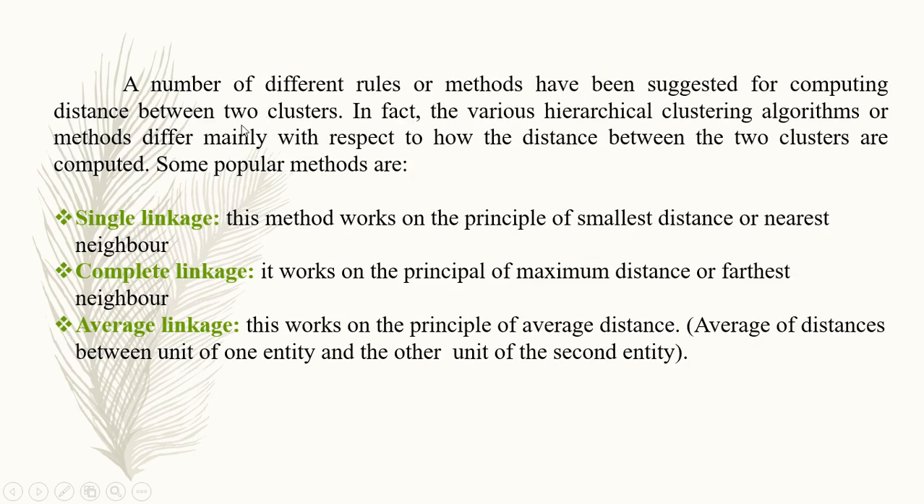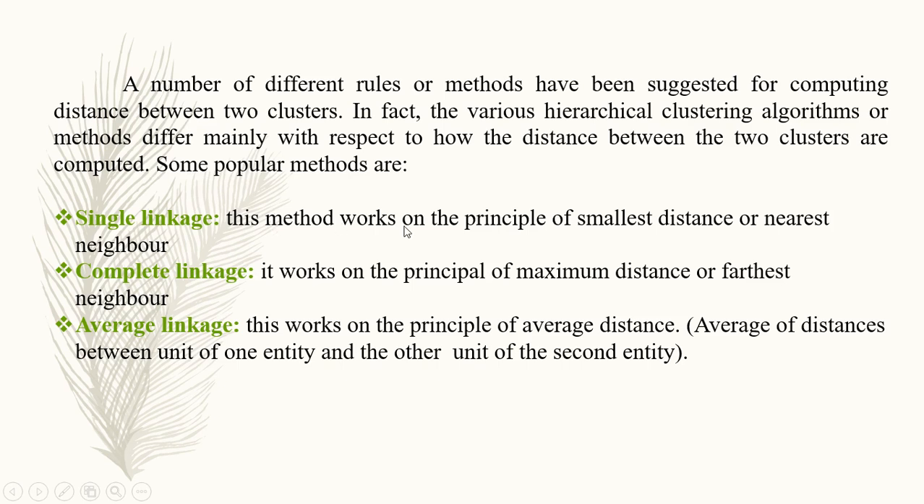Next, a number of different rules or methods have been suggested for computing distance between two clusters. In fact, the various hierarchical clustering algorithms or methods differ mainly with respect to how the distance between two clusters is computed. Some popular methods are the single linkage method, complete linkage, and average linkage. These are all methods to compute similarities or the linkage.